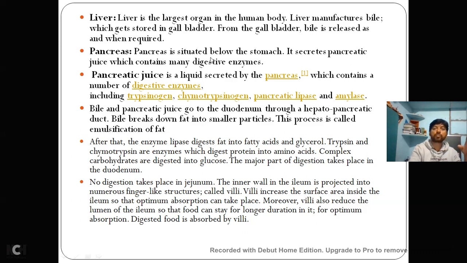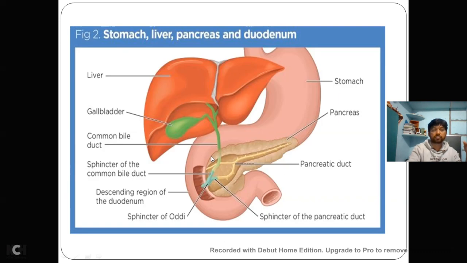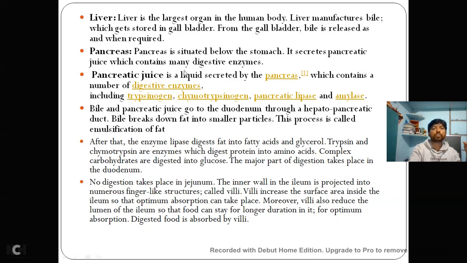See, the pancreas is situated just below the stomach, and it secretes the pancreatic juices, which contain many digestive enzymes. It is located just below the stomach, right? It will secrete the pancreatic juices. The pancreatic juices are trypsinogen, chymotrypsinogen, pancreatic lipase and pancreatic amylase.